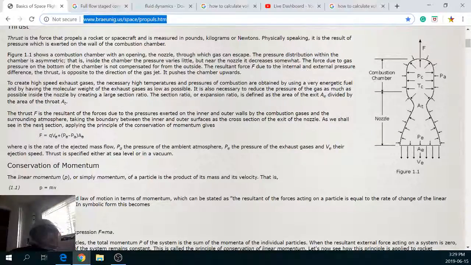Okay, so this is the thrust. Thrust is equal to the ejected mass flow rate. PA is ambient pressure, PE is pressure of the exhaust, VE is the velocity of the exhaust, AE is the, what is that? Oh yeah, right. It is called the area of the exit. Okay, good. This is one thing that I'll be writing down.